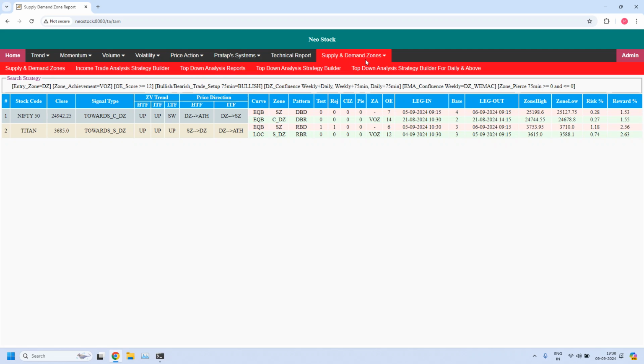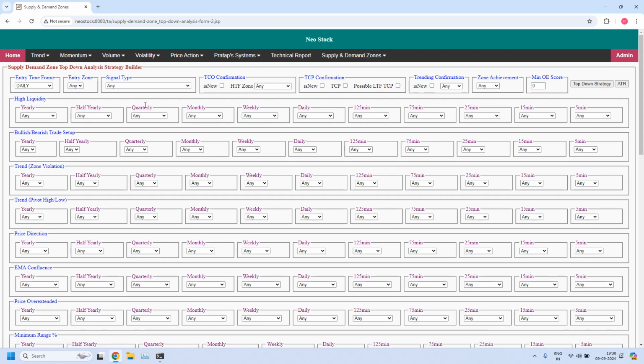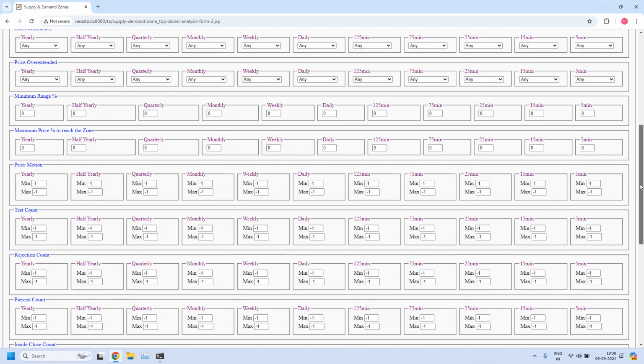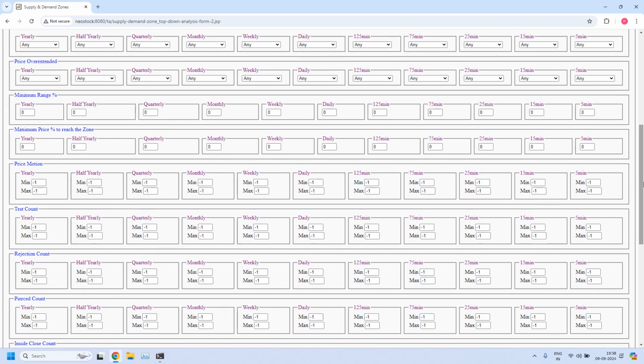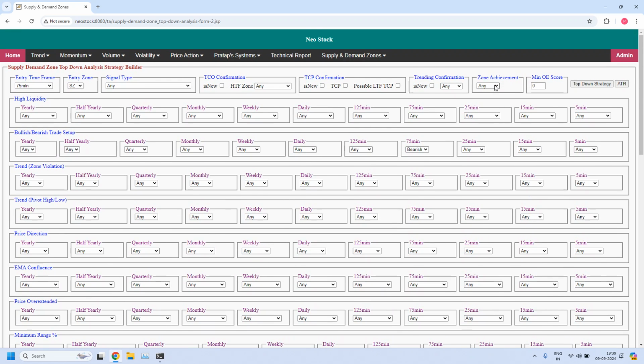Okay, next, bearish trade setup for weekly income trade. Entry time frame is 75 minutes. Entry zone, supply zone. Bullish or bearish trade setup at 75 minutes, I am selecting bearish. This 75 minute supply zone should not be pierced. So in the pierced count, 75 minutes, minimum value I am setting 0, maximum value 0. Zone achievement VOZ violated opposing zone, minimum order enhancer score 12. All the 3 filters are applied to the 75 minute supply zone.